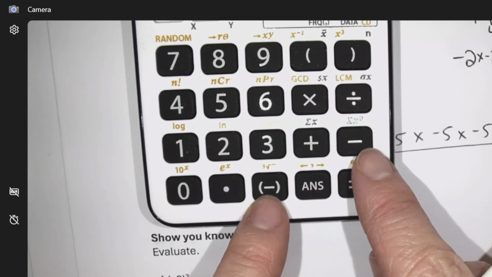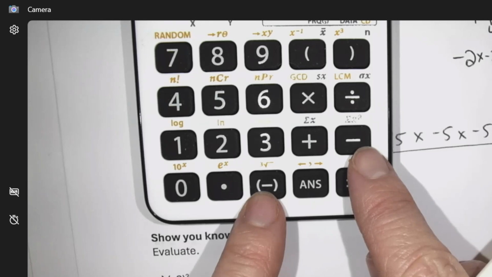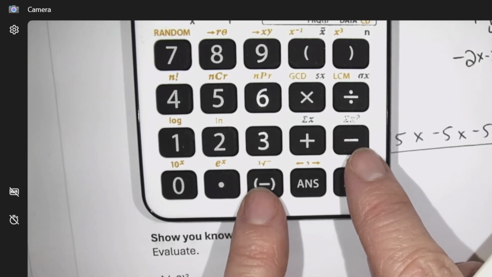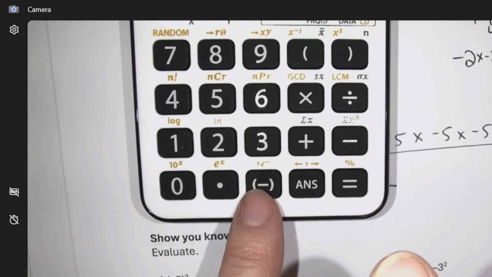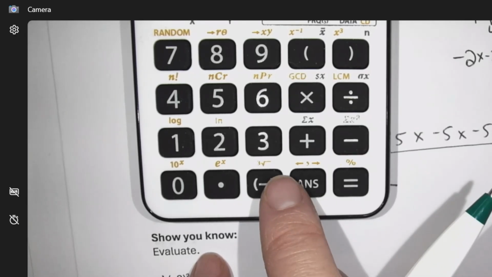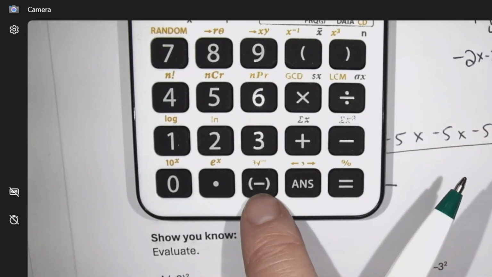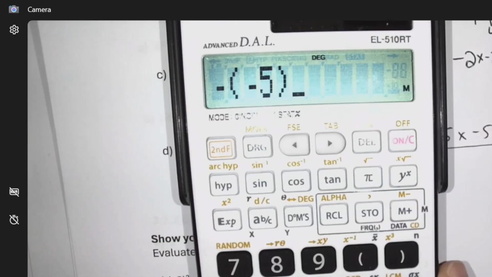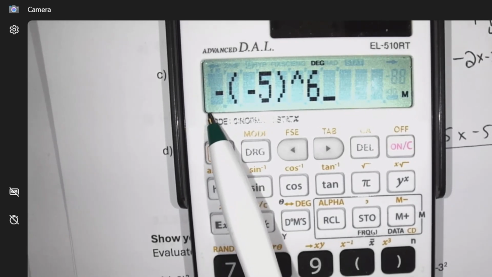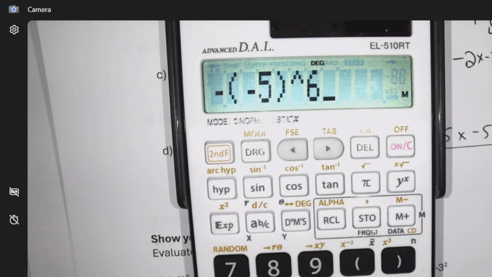These buttons are different. Do you have 2 buttons that look like subtract signs? They're different. What does this do? One negates a number, and this one subtracts a number. So I want to push this, I call it my baby negative, because it's small and this one's bigger. Negative, bracket, -5, bracket, to the 6. So the negative of -5 to the 6. And we said it was negative, so that should hopefully come out.